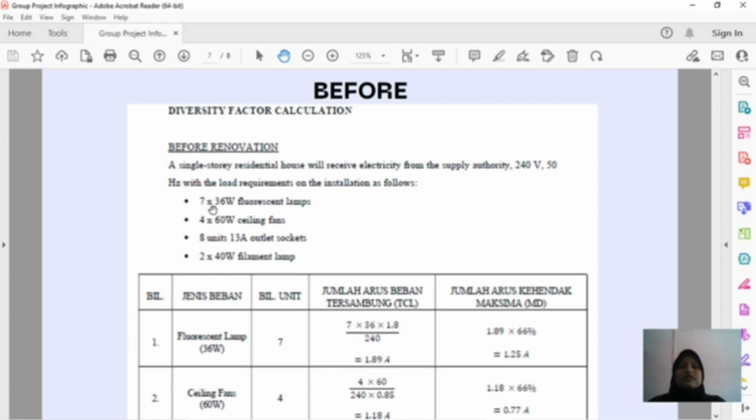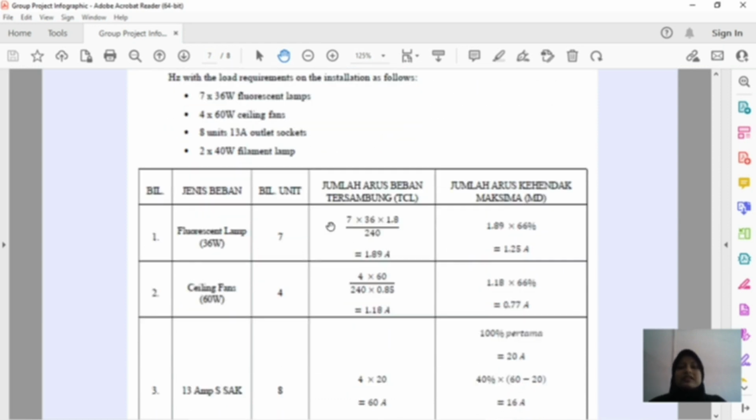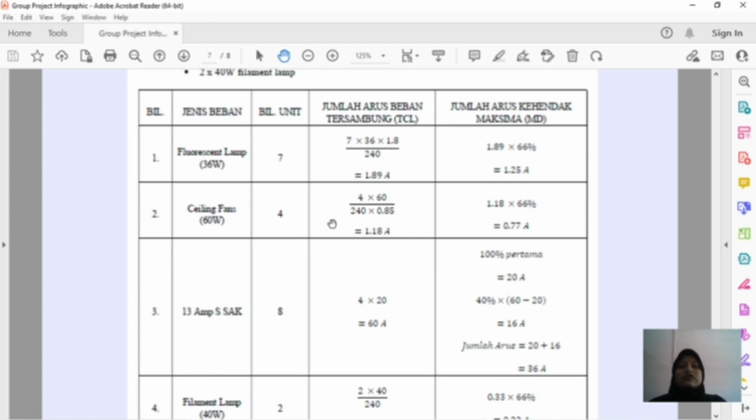First, 7 units of 30 watt fluorescent lamp. Second, 4 units of 60 watt ceiling fan. Next, 8 units of 13 amp outlet socket. And lastly, 2 units of 40 watt filament lamp. So this is the table we use to calculate the diversity.